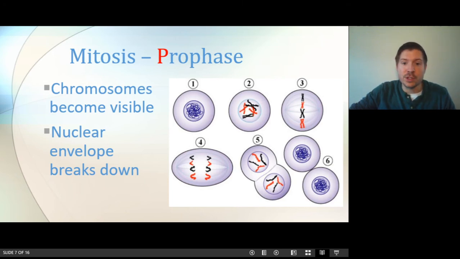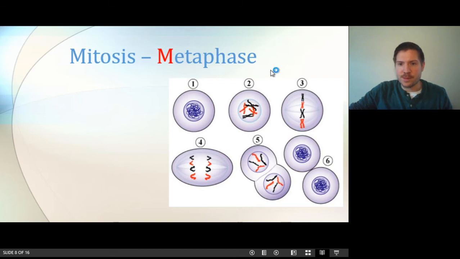Also, you can see the nuclear envelope breaks down. The surrounding membrane of the nucleus starts to break down in preparation of splitting the chromosomes. So here we are in prophase, a thinner nuclear membrane and individual chromosomes, which sort of look like thick X's. We'll talk some later about chromosome number and organization.